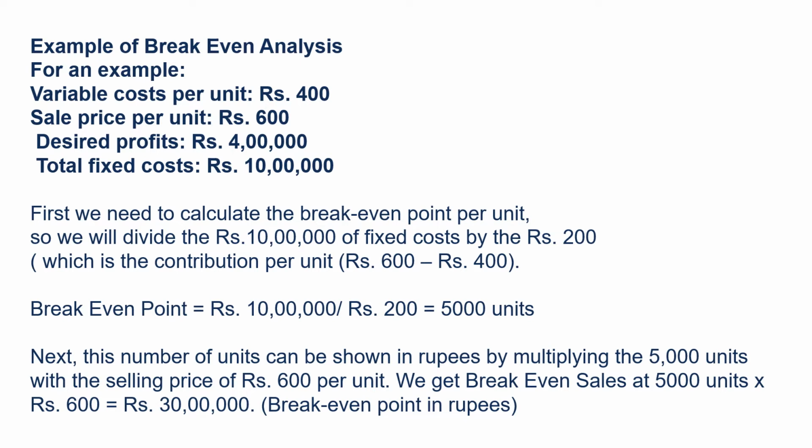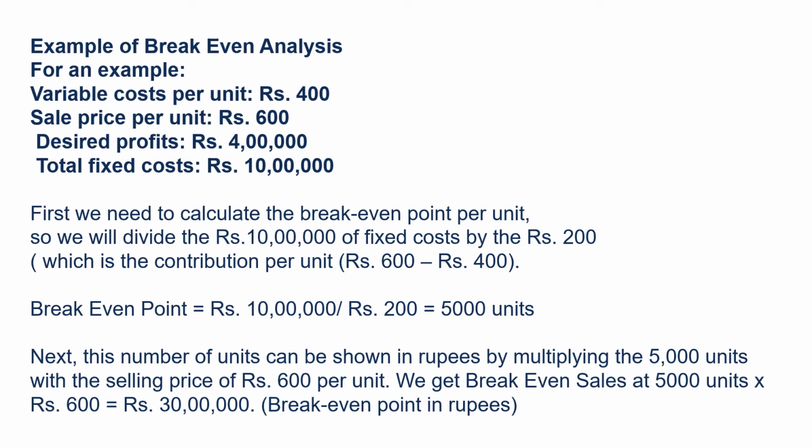Now we'll see an example of break-even analysis. For example, let's say the variable cost per unit of the firm is 400 rupees. Sales price per unit is 600 rupees. The desired profit by the firm is 4 lakh rupees. Total fixed cost of the firm is 10 lakh rupees.